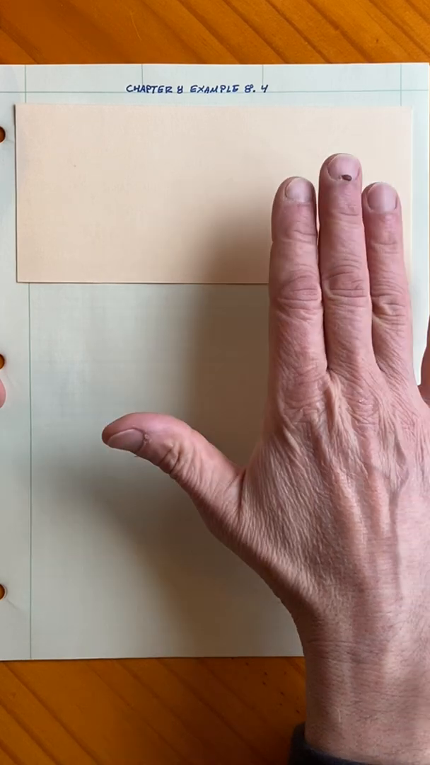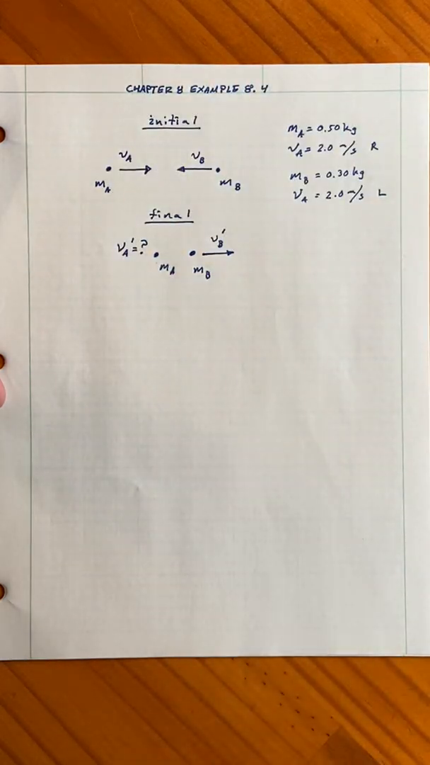You're given something about the initial speeds of the gliders, and you're given the details about the speed of one of the gliders after the collision, and you're asked to calculate how fast the other glider is going. So if you want to pause the video and see if you can draw a before and after picture, that'd be great. Here's what I get.